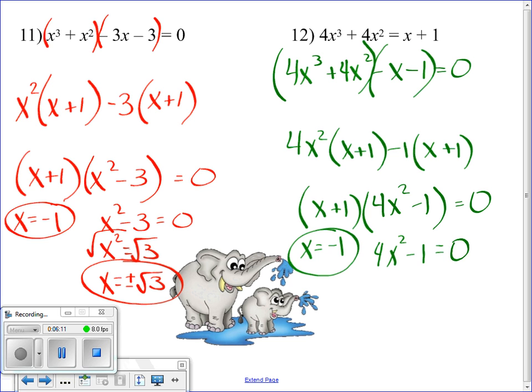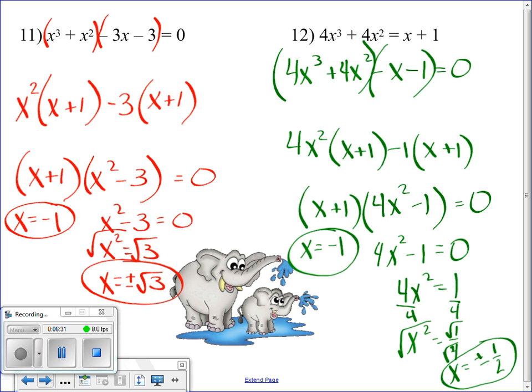I'll show the work for those who can't do all that in their head. Did you do it in your head or did you just work ahead? A little bit of both. Okay. So let's add 1. Divide by 4. So x squared equals 1/4. Square root top, bottom. So plus or minus 1/2. How many answers were you supposed to have? 3. How many answers do you have? 3. It's good to do that little check, because as this chapter goes on, you're going to have a lot of answers. We want to make sure we don't lose some of them.